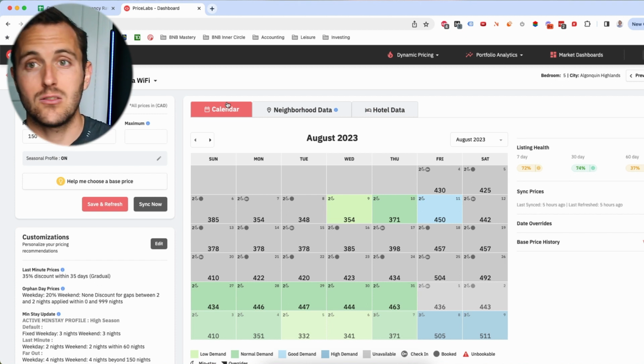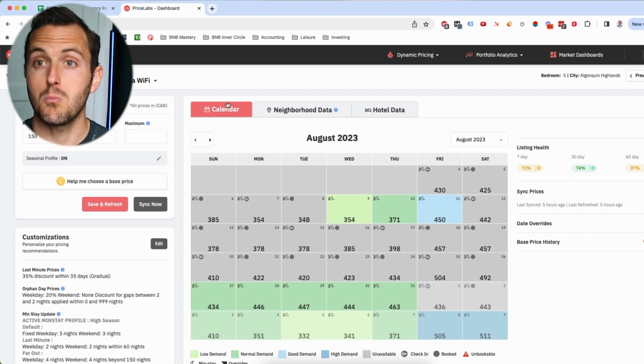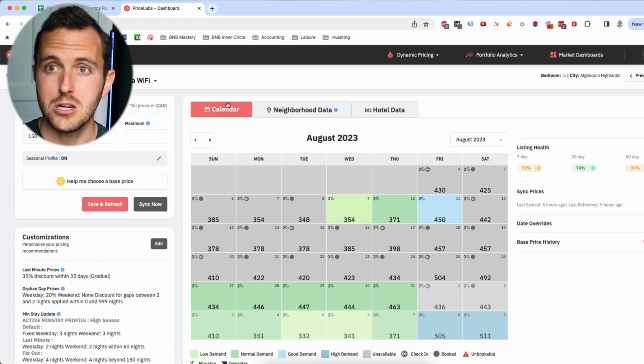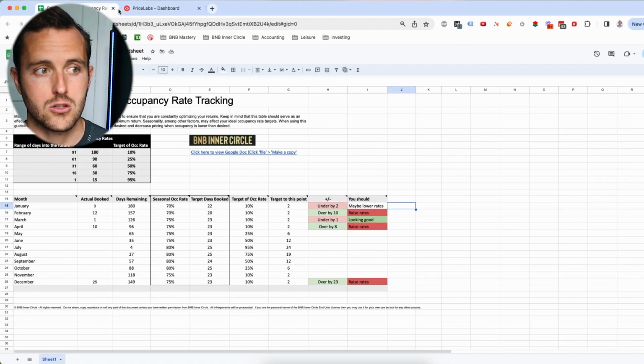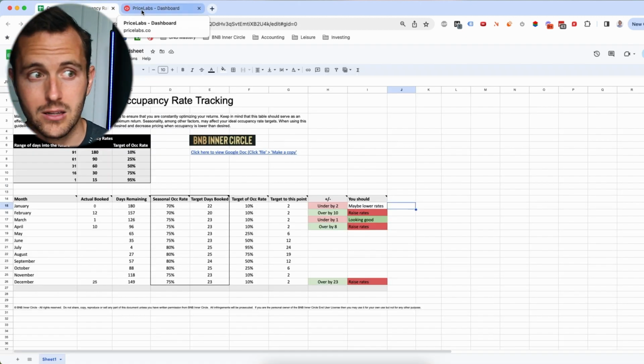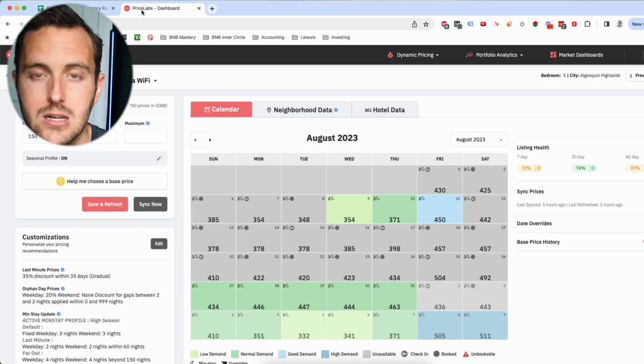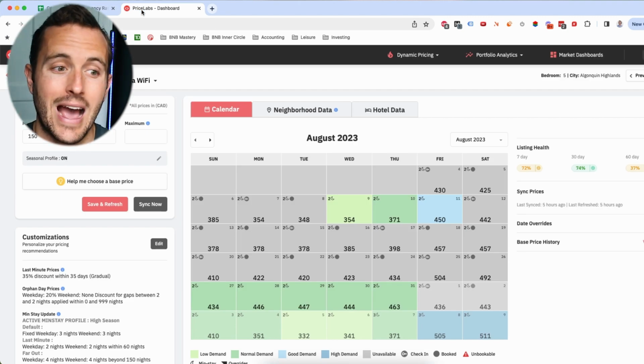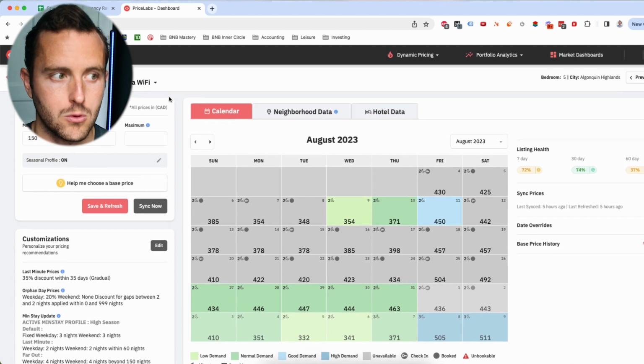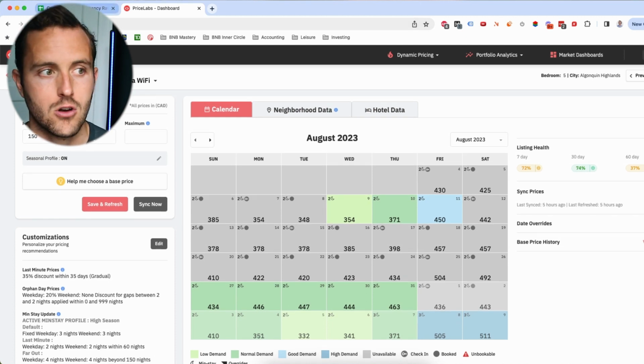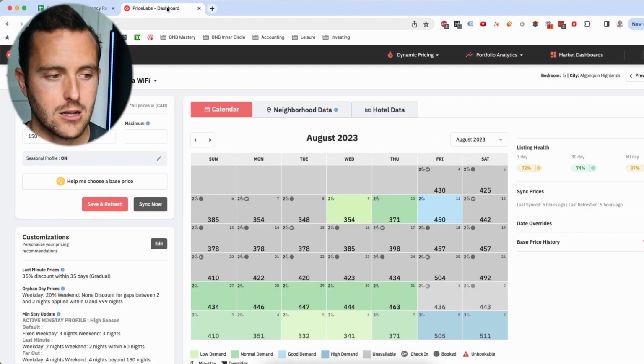So I will say this is more effective, but we're talking about a marginal gain over what you would be doing using a manual pricing strategy that is really well dialed in. But again, it really is contingent on you actually understanding and knowing how to use the software as well as possible, which is why I always recommend starting out with something like the target occupancy rate tracking spreadsheet.